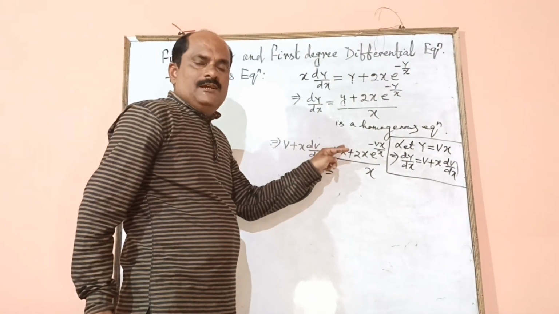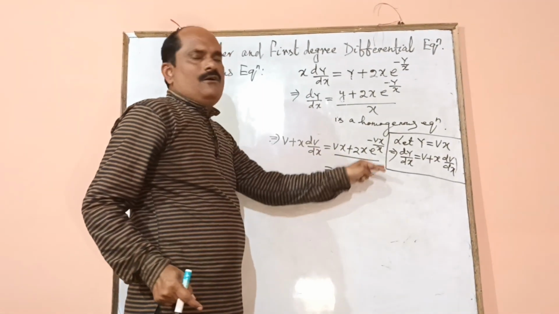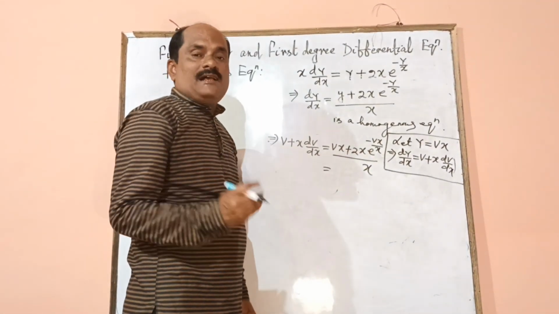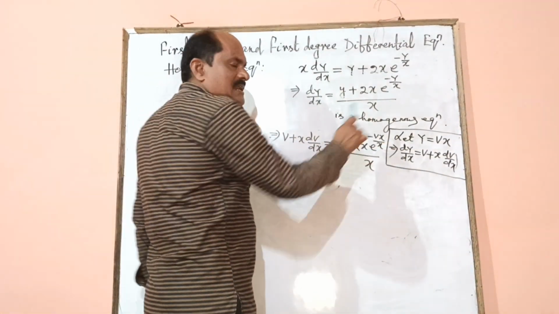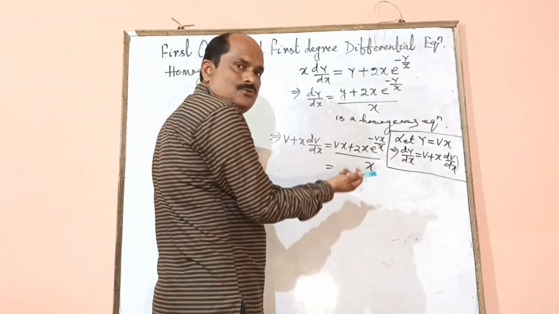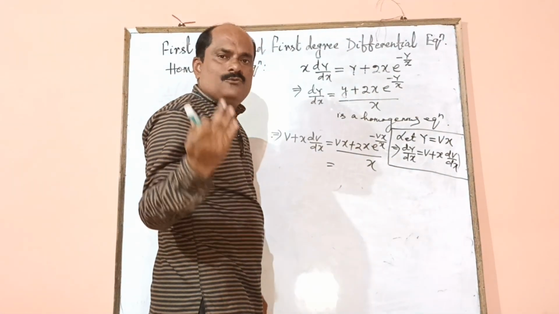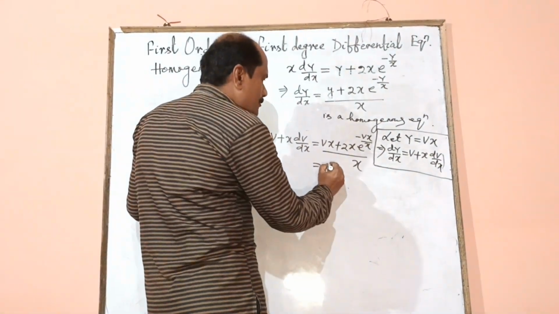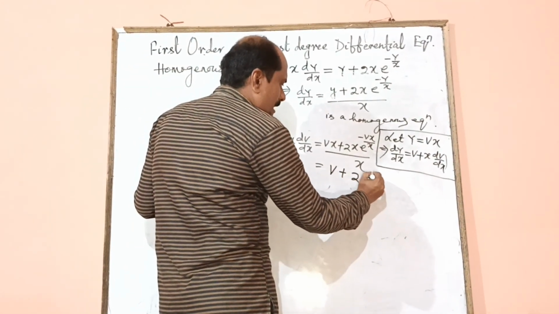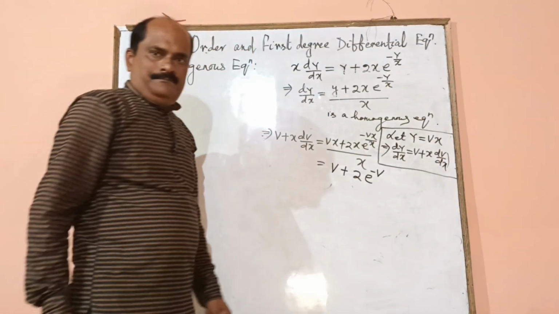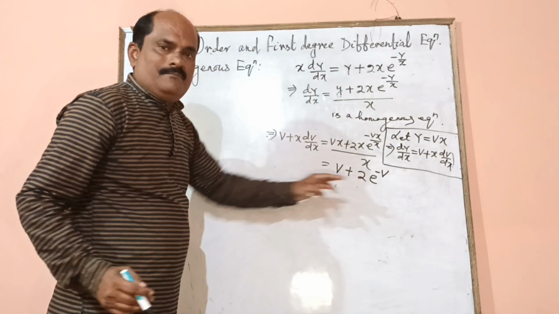Now, since the numerator and denominator are homogeneous functions of the same degree, the right hand side of this equation, which I called f(v) before, is only a function of v. x cancels in the power of e. Here also in numerator and denominator x is cancelled. The right hand side is only a function of v. What is the value? v + 2e^(-v).